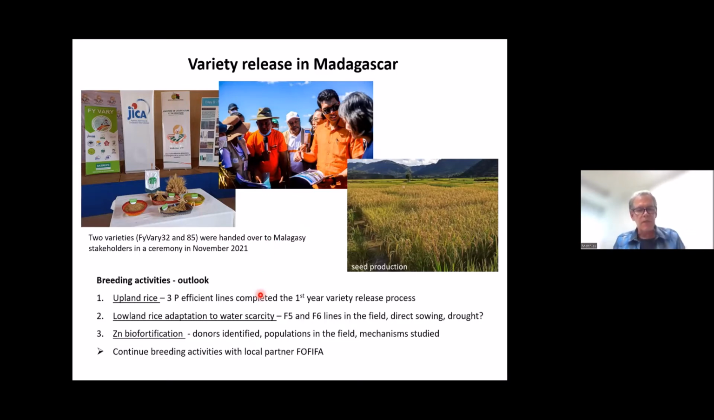The first part of this breeding activity has come to a conclusion, but we have several other pipelines that are still ongoing. We are trying to improve upland rice, and 3 advanced breeding lines just completed the first year of the variety release process. Then we have some lowland rice populations that we try to adapt to water scarcity in Madagascar, and we work on zinc biofortification, so trying to increase the zinc content in the rice grain. Since these are quite advanced activities, I definitely hope to continue them in the future.